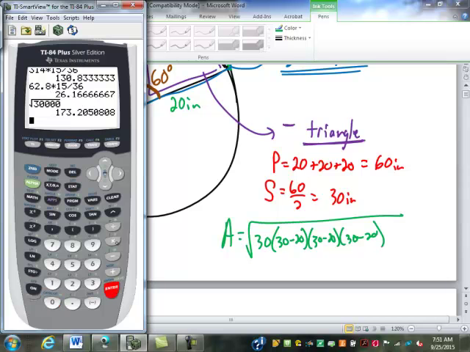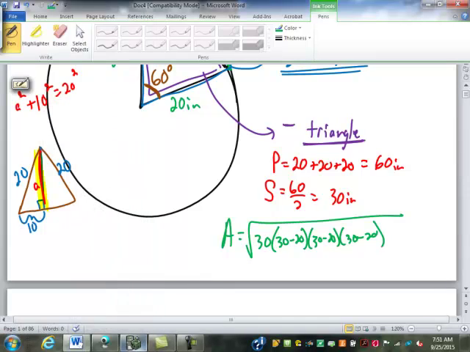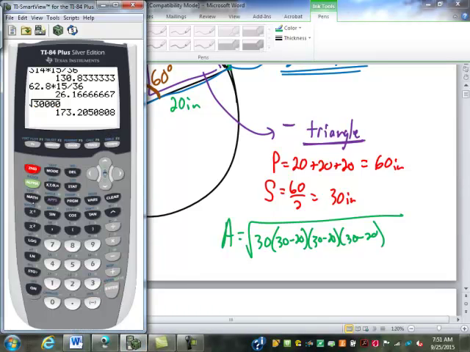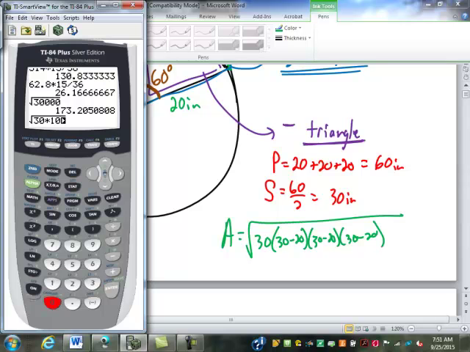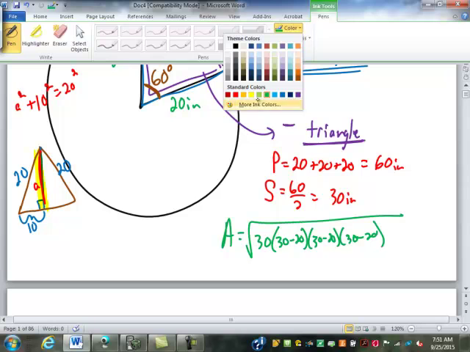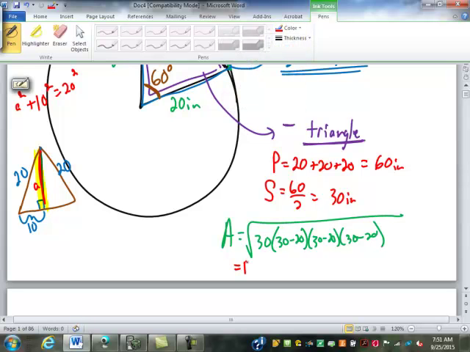That can't be right. I'm going to try that again. So it's 30 times 10 times 10 times 10. So it is 173.21. I said 17, didn't I? I was off by a decimal place. 173.21 square inches. You guys all remember Heron's formula, right?